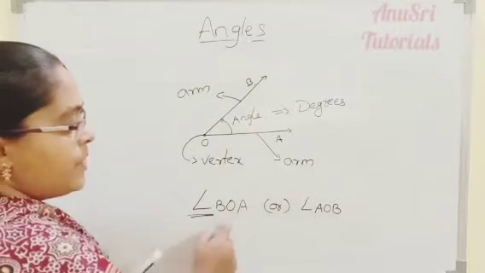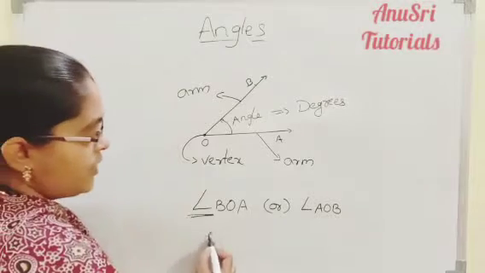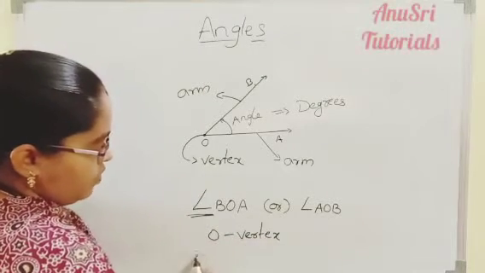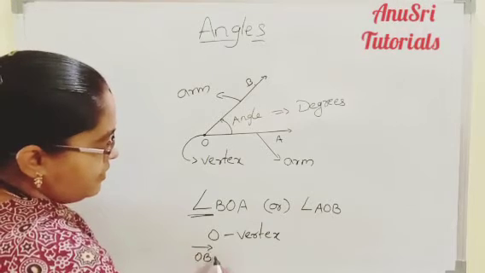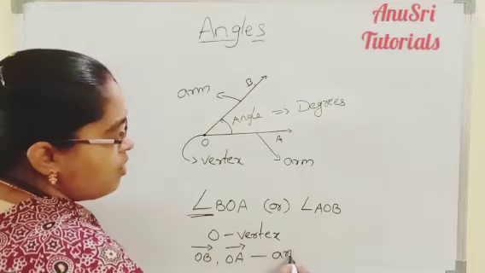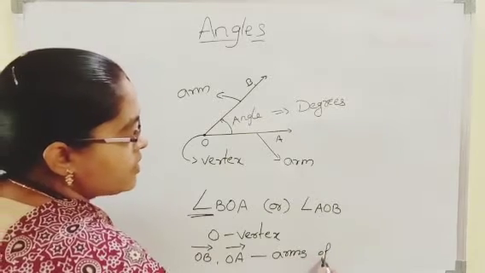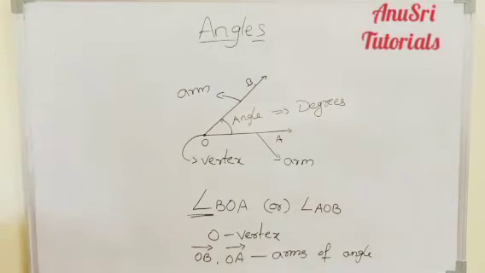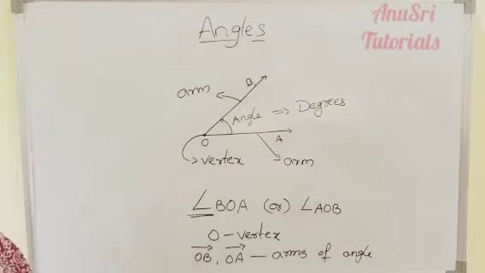So in this angle BOA, O is the vertex, and the OB ray and OA ray, these rays we call the arms of the angle. Arms of angle. So these are the basic terminology in angles.